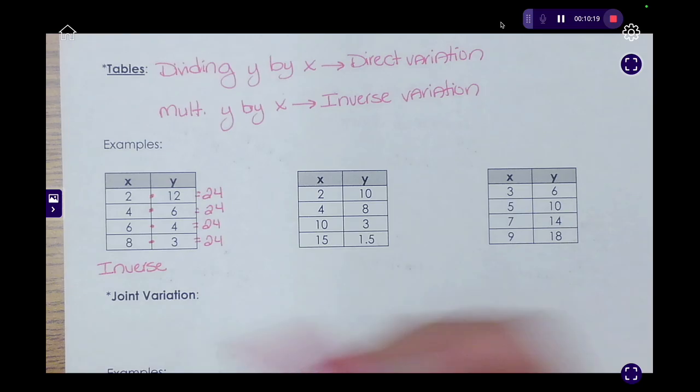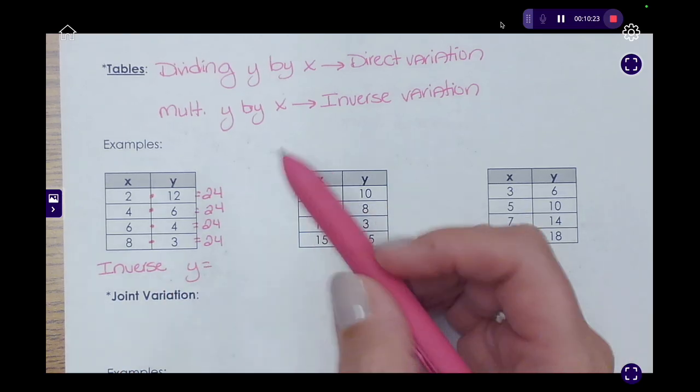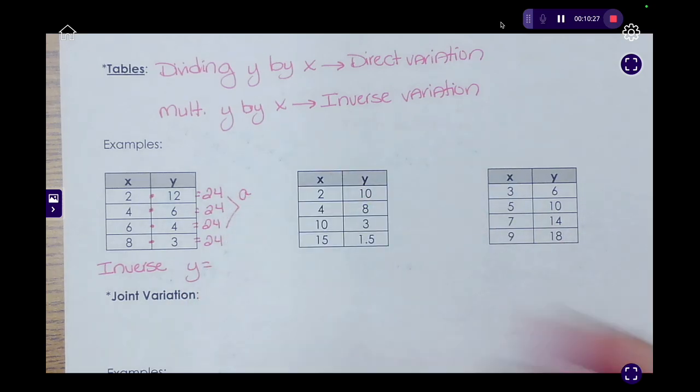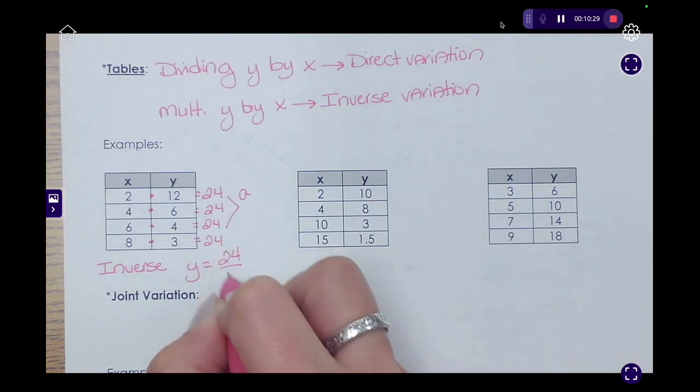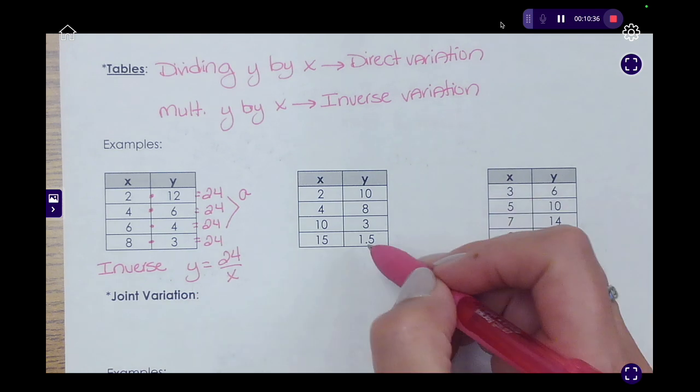And if I ask you to write the equation of this table, for this one, the number that they multiply, that's your a value. So that means this would be 24 over x. So that would be my equation for that inverse variation table. Okay, so let's look at the next one.